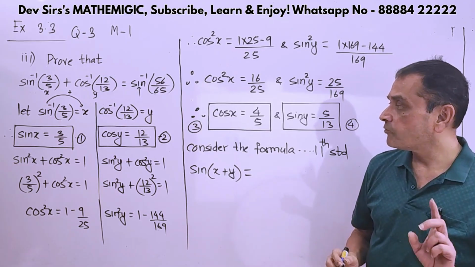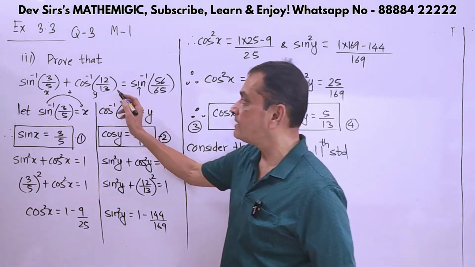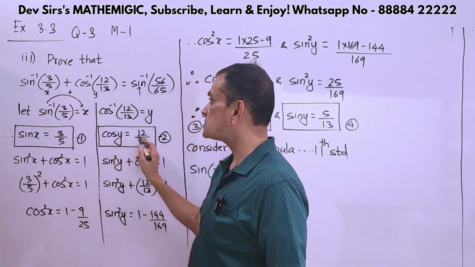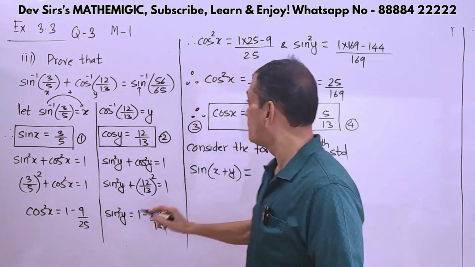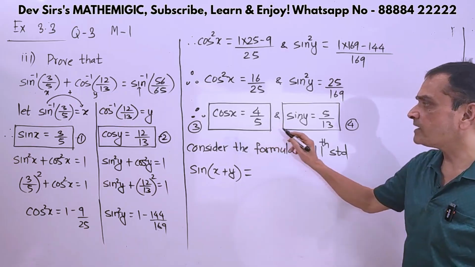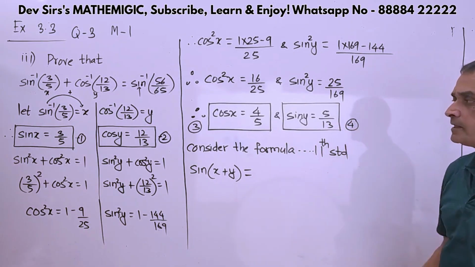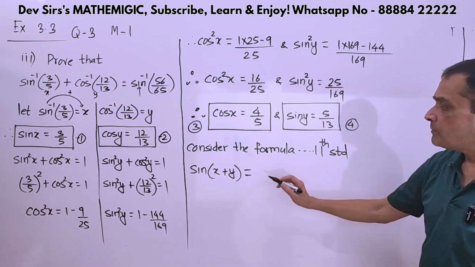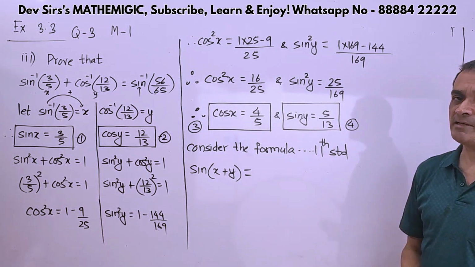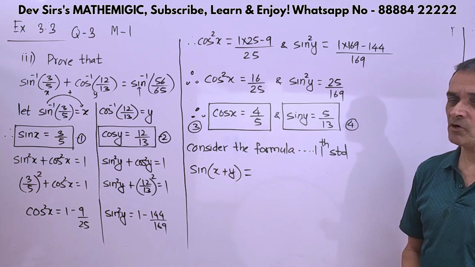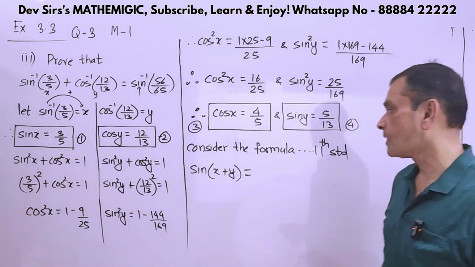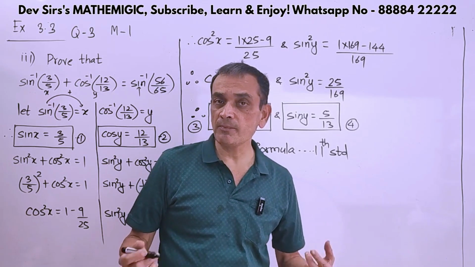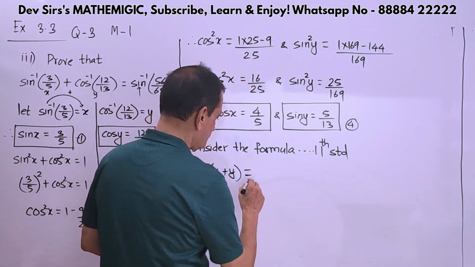So 4 basic values we got from the left hand side. Sin x equal to 3 by 5, cos y equal to 12 by 13, cos x equal to 4 by 5, sin y equal to 5 by 13. These 4 values are important. Now sin of x plus y, 11th standard formula. What is sin of x plus y? Sin of a plus b, simple, sin a cos b plus cos a sin b.